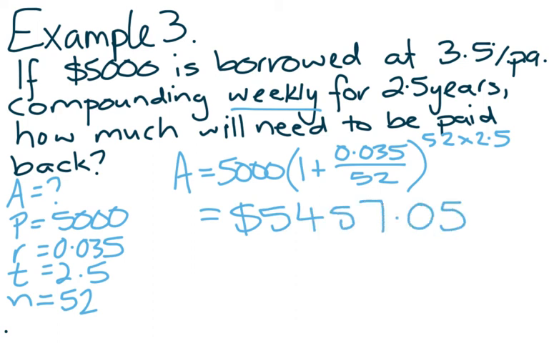That gives us $5,457.05. So hopefully that gives you a little bit of an insight into compound interest and how it differs slightly from simple interest.